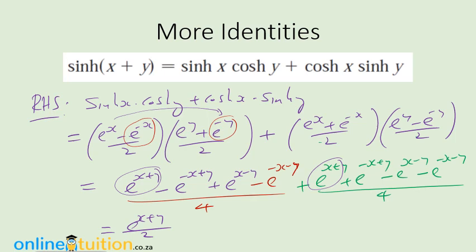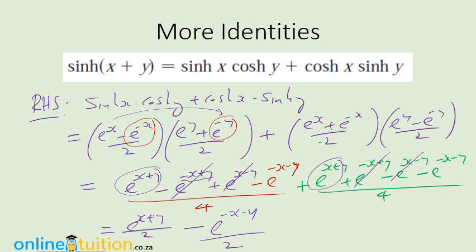Pause, take a breath, and check that out. e to the minus x plus y with a minus sign, and e to the minus x plus y with a plus sign, that's going to cancel out. Please check that. e to the x minus y, e to the x minus y, but with a minus sign, cancels out. Beautiful. So what have I got here? I've got e to the minus x minus y with a minus sign and minus, so that just becomes minus. Watch this. Beautiful, yeah. e to the minus x minus y all over 2.